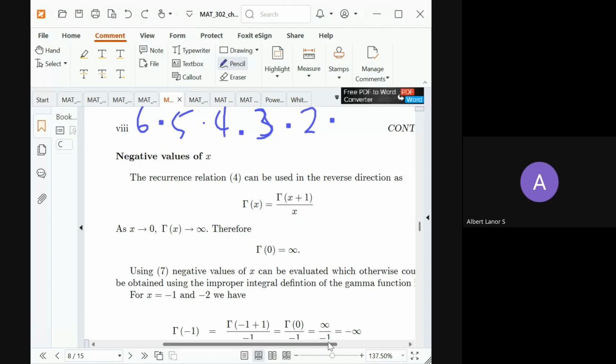Now, for negative values of x, recurrence relation 4 can be used in the reverse direction. You know that equation 4 says that the gamma of the next number is the number times the gamma of the previous number. So gamma of x is gamma of x plus 1 divided by x. Now, as x goes to 0, gamma of x goes to infinity.